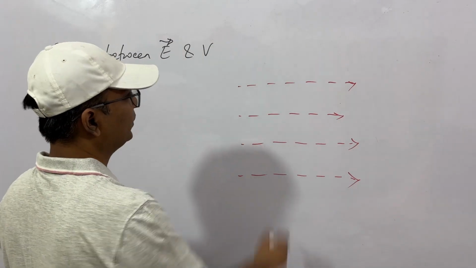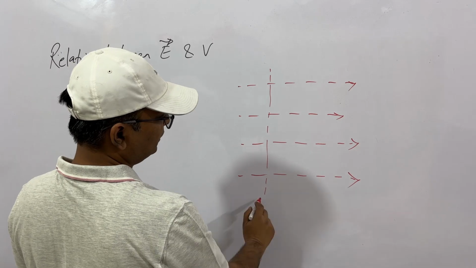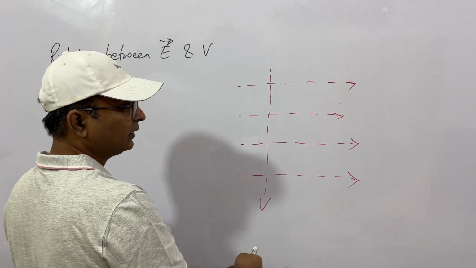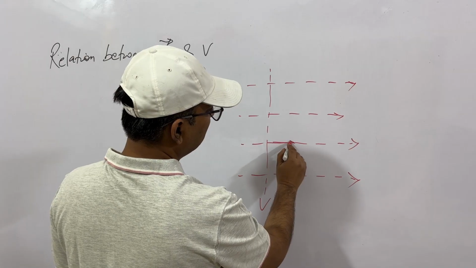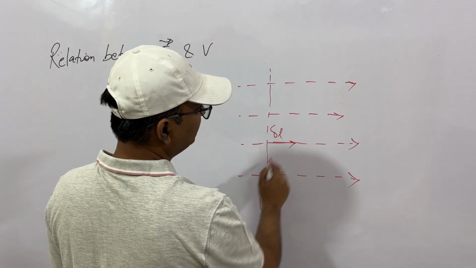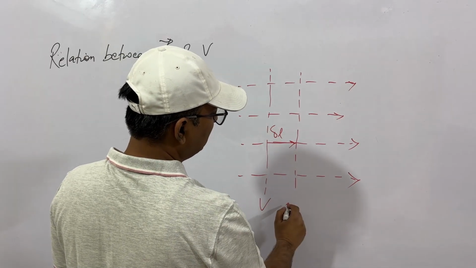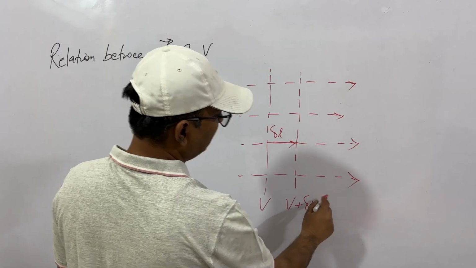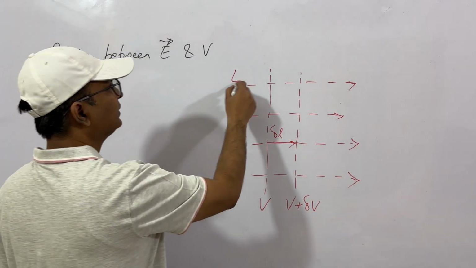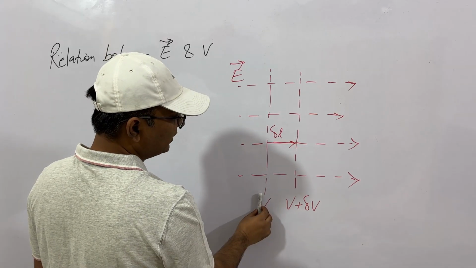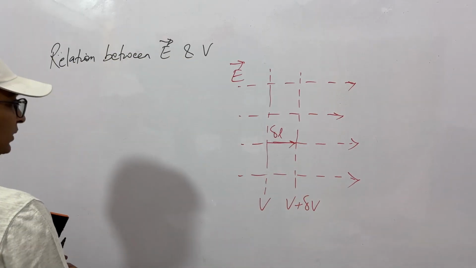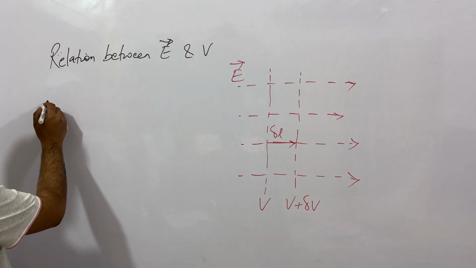Okay, now we have this line, the potential of this line is V, and we move a distance, let's say del L, and the potential changes to V plus del V. That is, in this electric field E, we move from here to here, and the potential changes from this to this. So what is the work done in moving a unit positive charge?